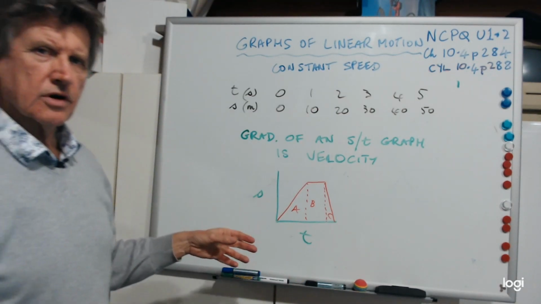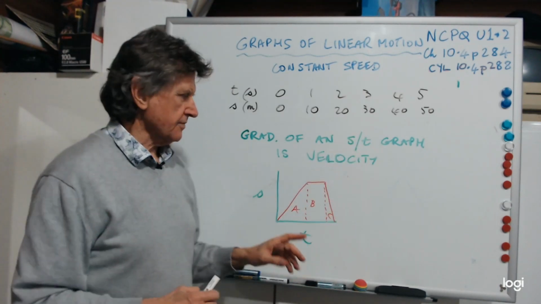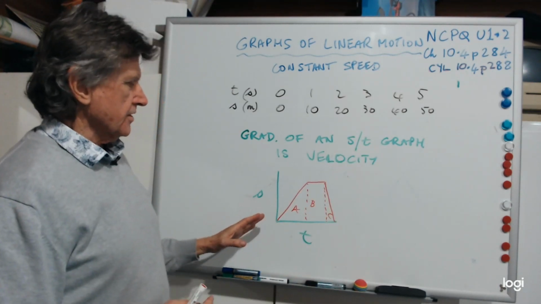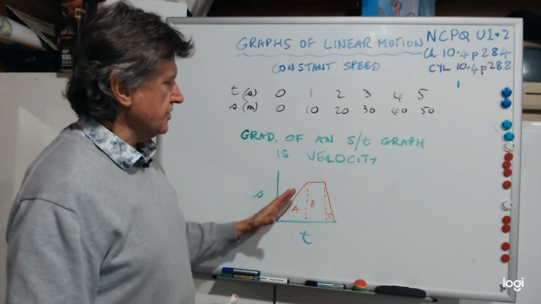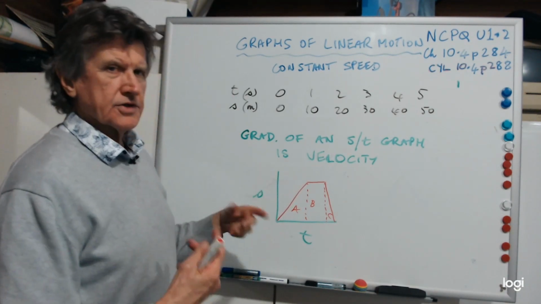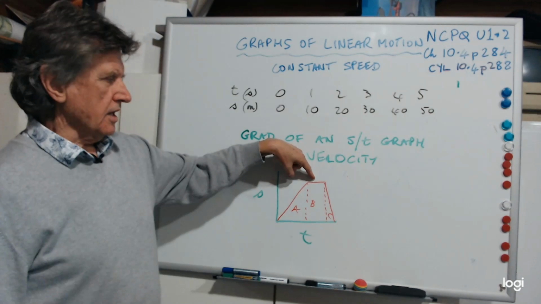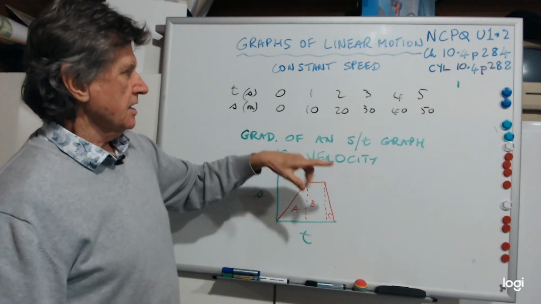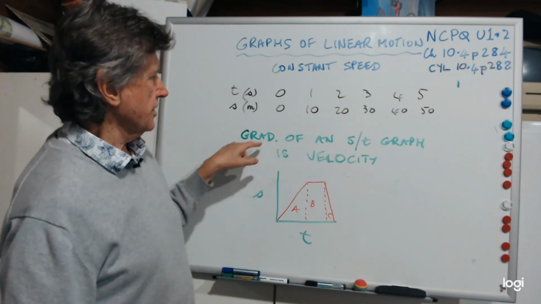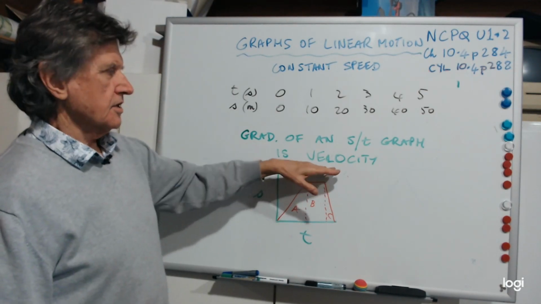Now this could be, I think in the book I've said a dog chasing a cat or something like that, but the dog goes at constant speed for a while. The question is, what's the dog doing here? And the answer is there's no gradient. The gradient is 0, so the velocity is 0.